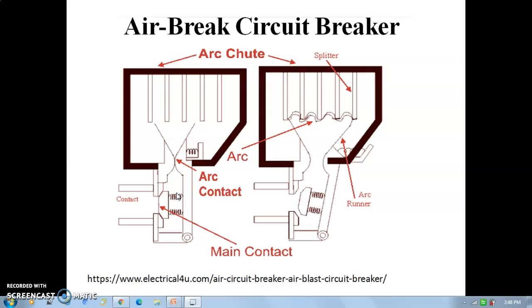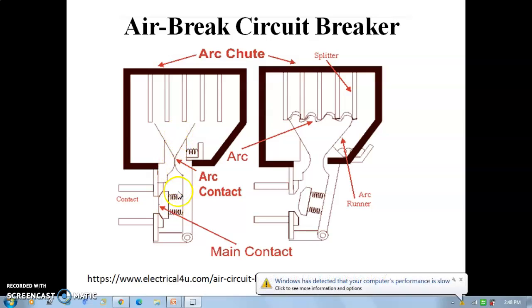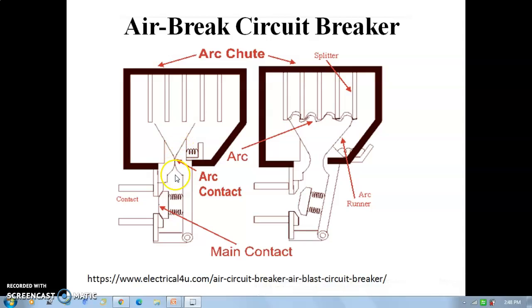So by using the different methods, we can extinguish, we can remove the arc formed between the two contacts. The arc resistance is increased by increasing the length between the two contacts. How to increase the resistance? By increasing the length, resistance increases. So if resistance increases, the current flowing between the two contacts decreases, so that the arc is quenched, and we can extinguish it.